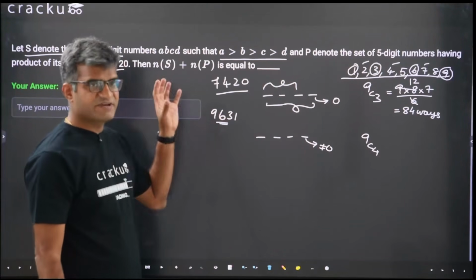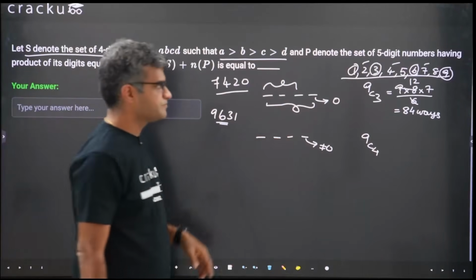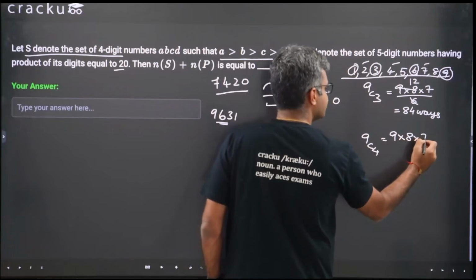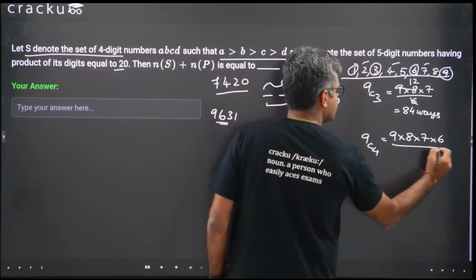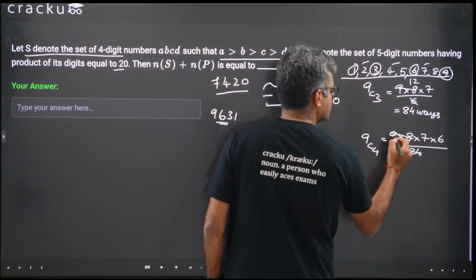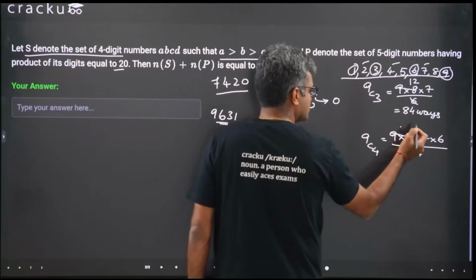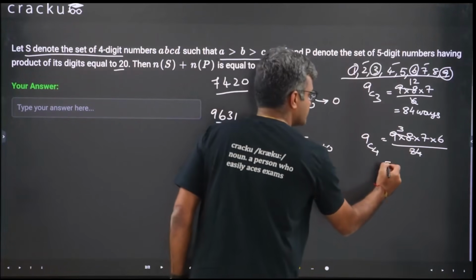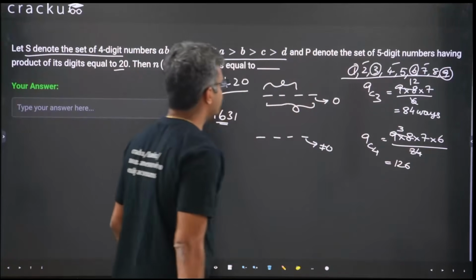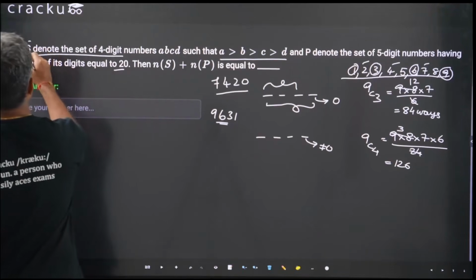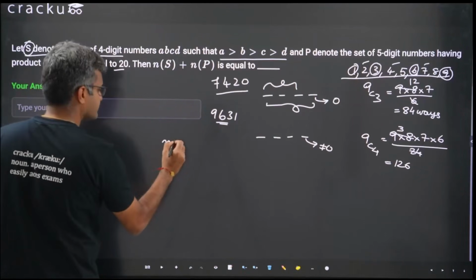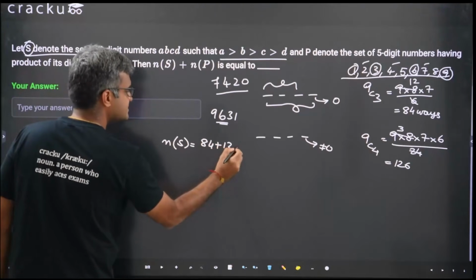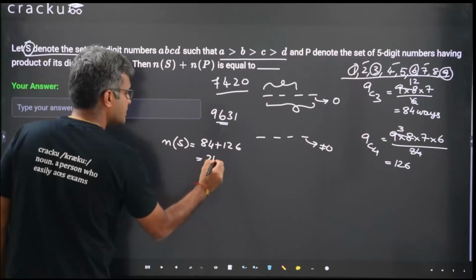That will be 9, 6, 3, 1. And the number of ways in which we can select the 4 digits is 9C4 ways, which is equal to 9 into 8 into 7 into 6 divided by 24. 9 into 8 is 72. 72 divided by 24 is 3. This is equal to 126. So the number of elements in S is equal to 84 plus 126, which is equal to 210 ways.